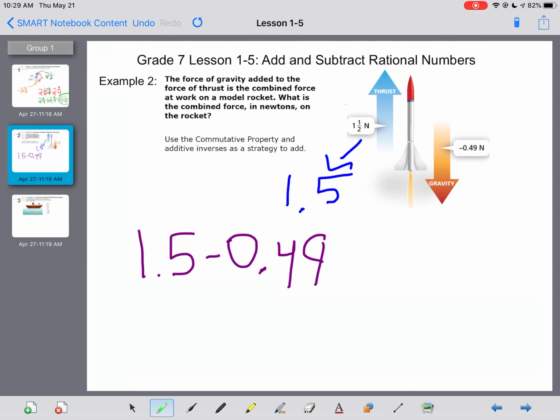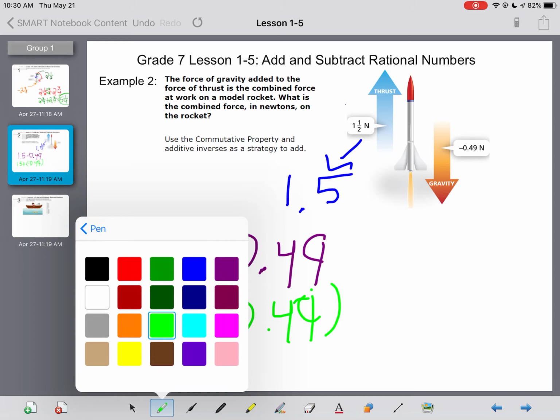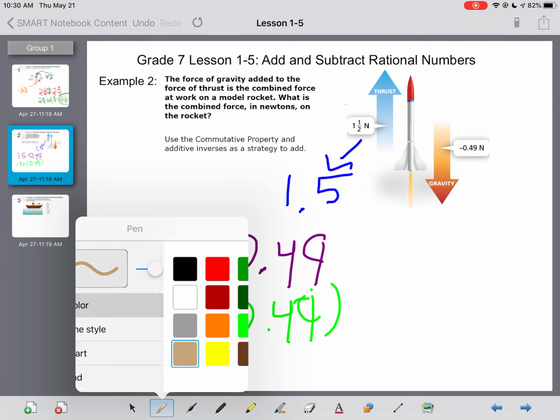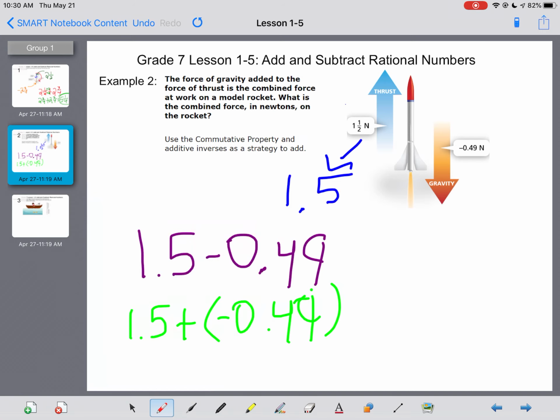So we're going to do what we did in the last lesson. We're going to do same, opposite, opposite. So I'm going to do 1.5, same, opposite is plus, and then I want to turn my positive 0.49 into negative. So the purple and the green are the exact same: 1.5 plus negative 0.49, same thing. Now to solve it, we can subtract them and keep the one with the bigger absolute value. So we're going to do 1.5 minus 0.49, and that is equal to 1.01.